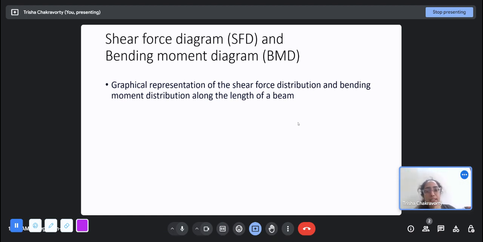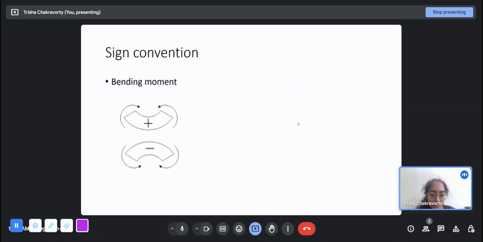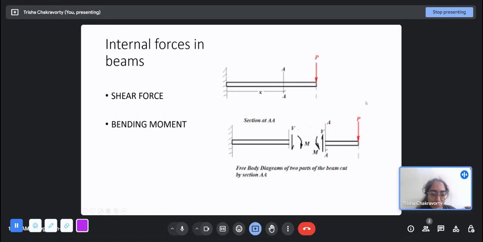And the shear force diagram and bending moment diagram are, as I said, one of the most important topics of the course. They are basically graphical representations of the shear force and bending moment distribution along the length of a beam. This varies along the length of a beam. We take a general section X at some distance X from the support, or from this side, whatever, that is up to us. And we will see that the shear force and bending moment can vary.